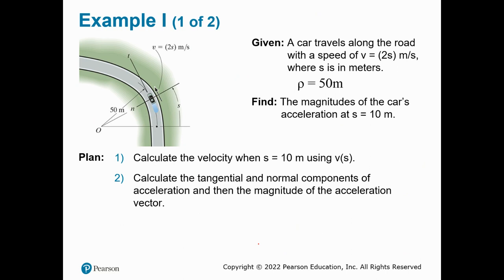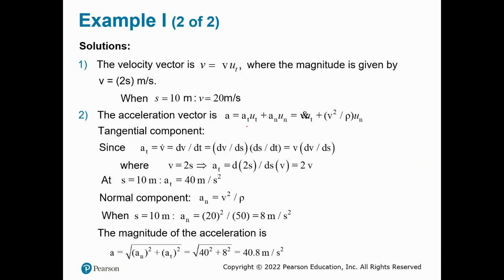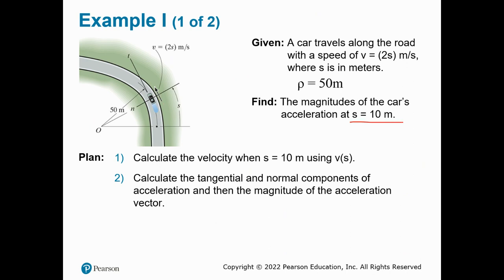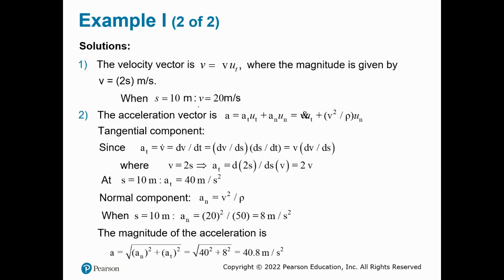Let's take a look at some examples. A car travels along the road with a speed v equals 2s, where s is in meters, and rho equals 50 meters. We're going to calculate the velocity when s equals 10 meters, then the tangent component and normal component of the acceleration, and then the magnitude of the acceleration overall. We know that v equals 2s. When s equals 10 meters, we plug it in, and that gives us a velocity of 20 meters per second.